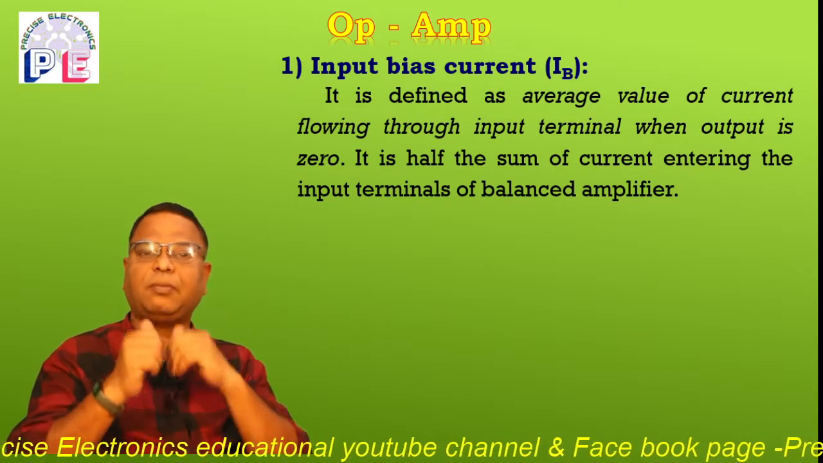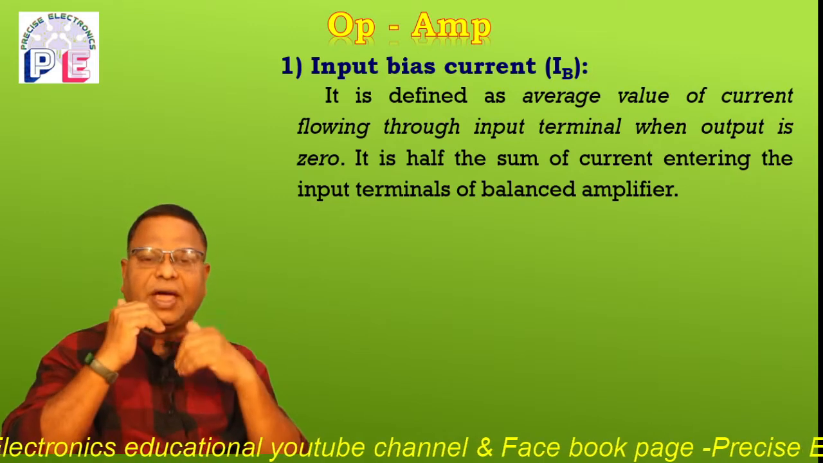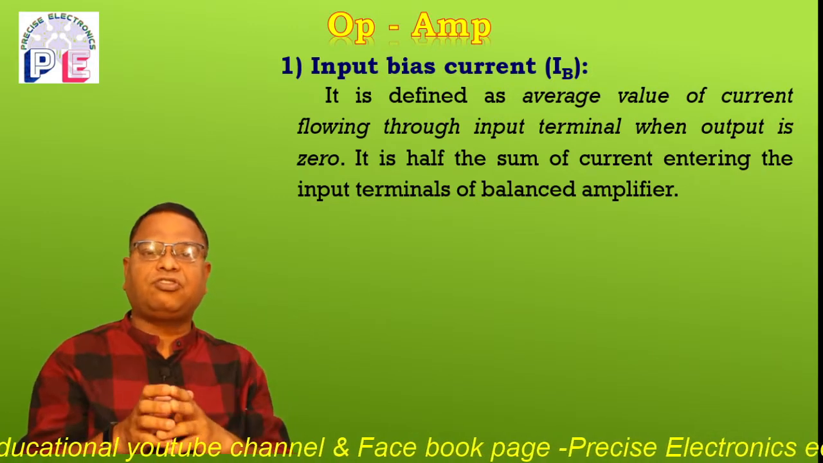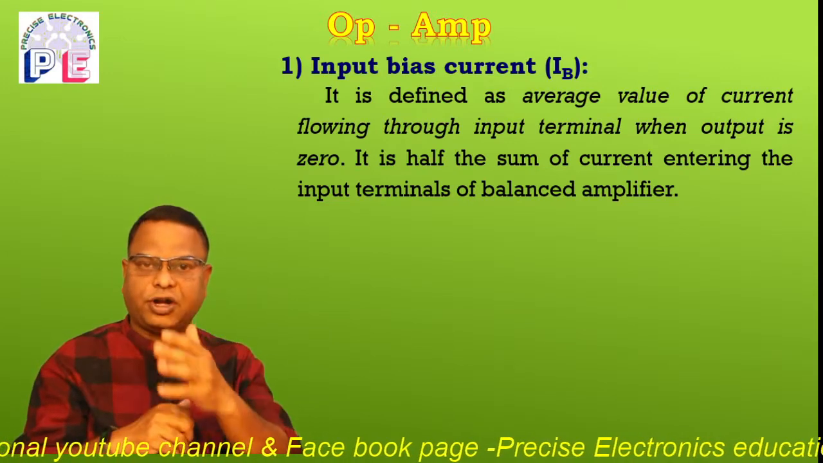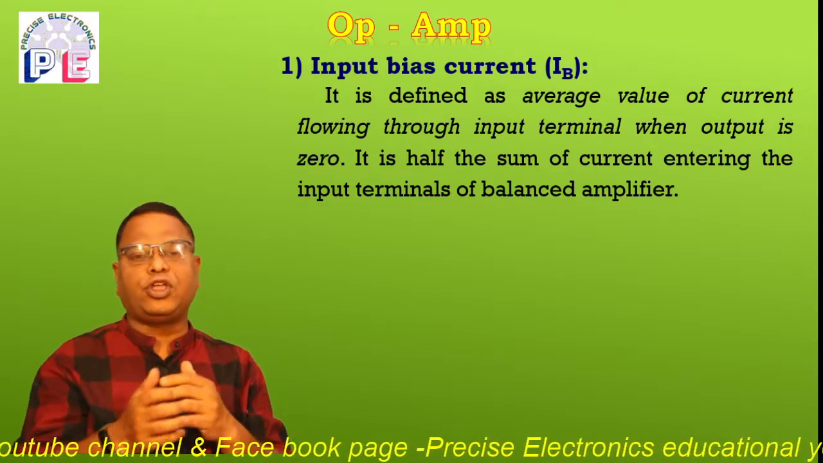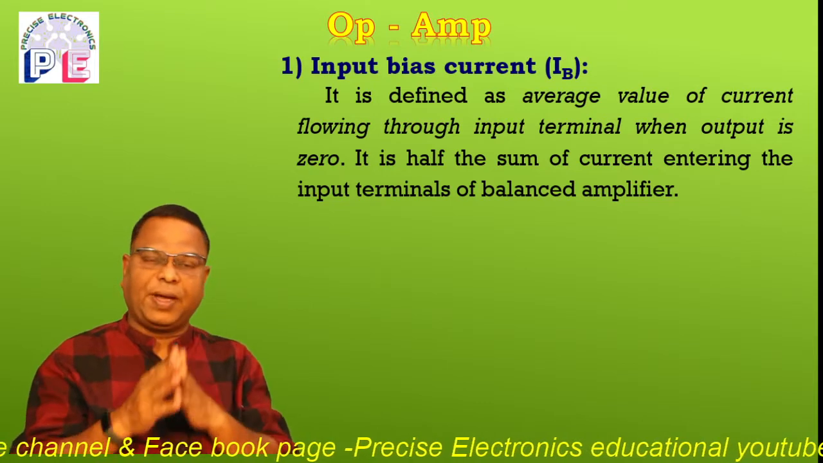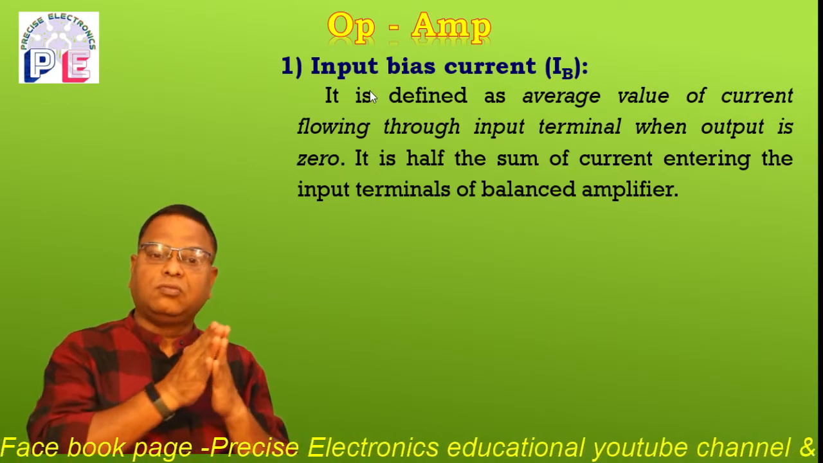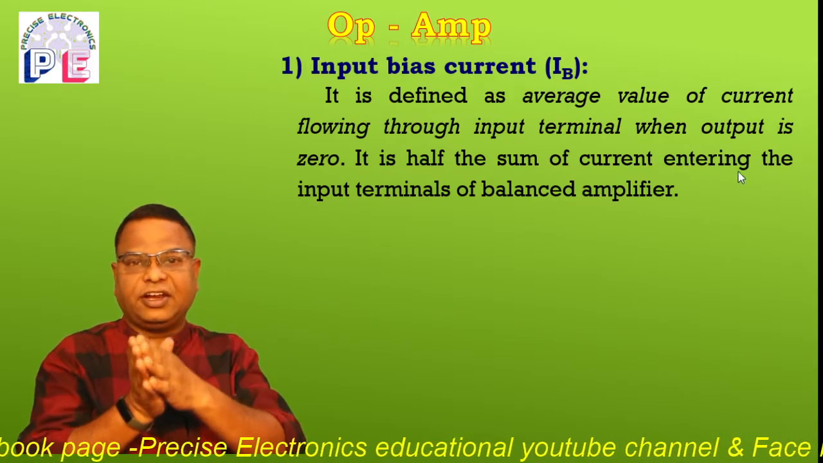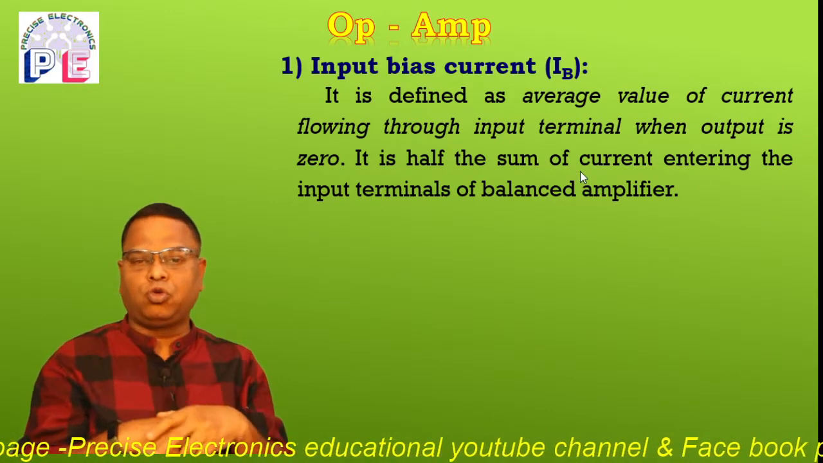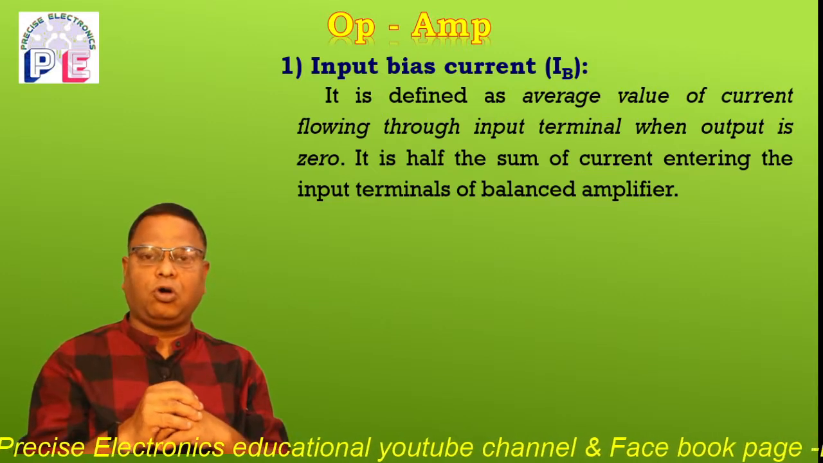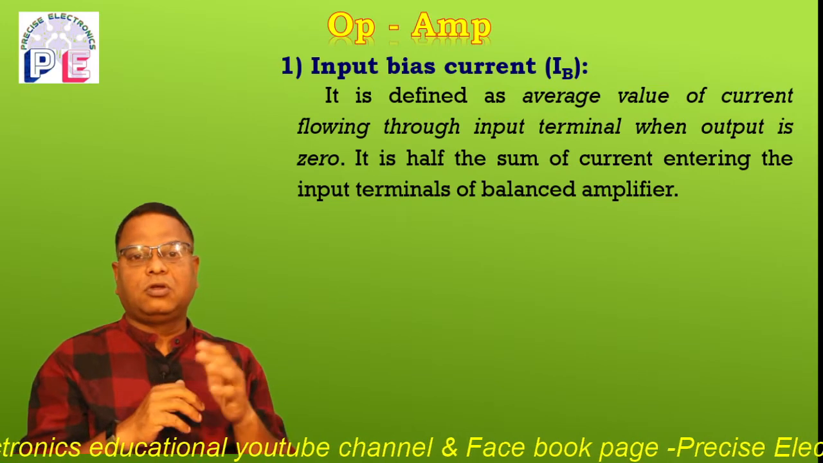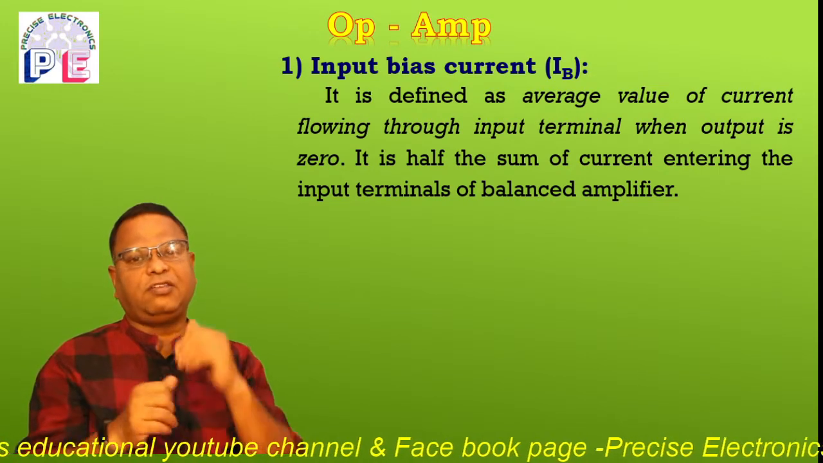That means it is a balanced amplifier. So in the case of a balanced amplifier, it is defined as the average value of current flowing through the input terminals of the op-amp. It is also stated as half the sum of the currents entering through the input terminals of the op-amp when the output is 0, that is, a balanced amplifier.